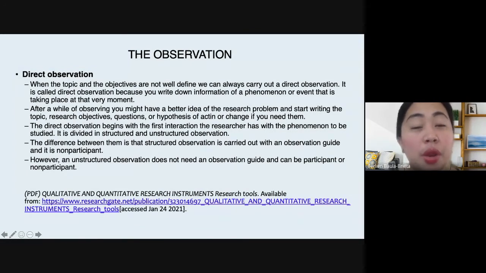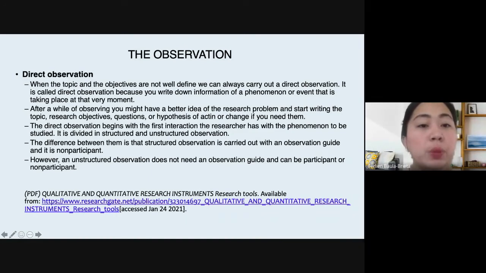So you can do direct observation before you write your questions or your guide questions for your direct interview. Again, you can have direct observation before you draft your questions for the interview. But if that cannot be done during this time, you can look for documentaries that would help you draft the research questions that you will ask during your direct interview with your respondents.